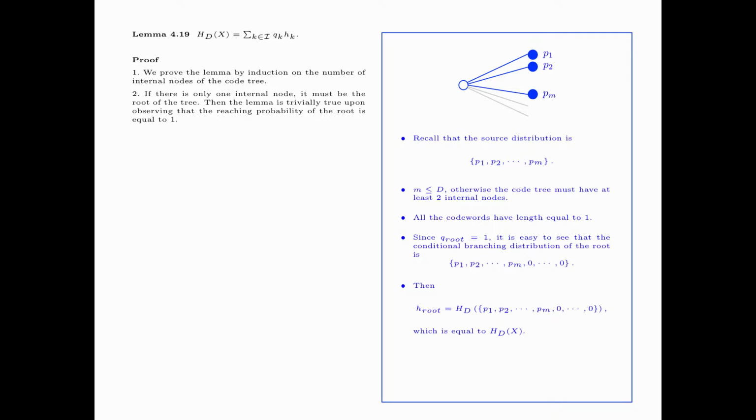Then H root, the conditional entropy of the root, is equal to the entropy of this conditional branching distribution, which in fact is equal to the entropy of the source variable X. It follows that the summation of Q_k H_k over all internal nodes k is equal to Q_root times H_root, because there is only one internal node, namely the root, where Q_root is equal to 1 and H_root is equal to the entropy of the source variable X. This verifies the lemma when there is only one internal node in the code tree.